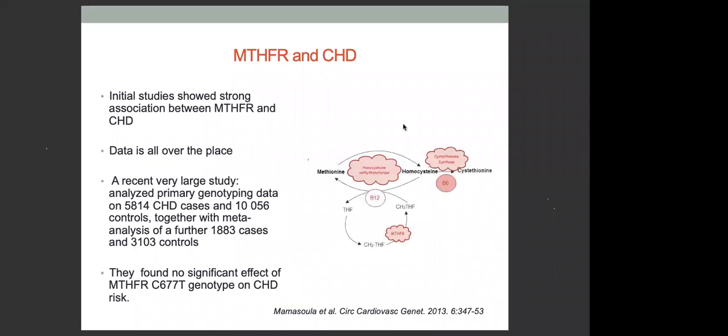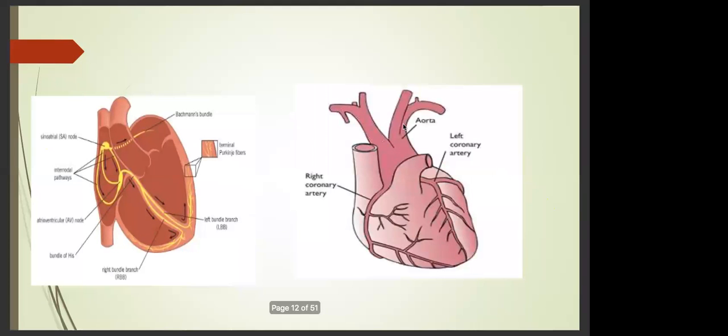Another really important paper studied the strong association between MTHFR and congenital heart disease. So yes, data has been there everywhere, I would say. However, in a large study, when they analyzed genotyping data from nearly 6,000 patients and around 10,000 controls, and further did a meta-analysis of nearly 2,000 patients, they found no significant effect at all on congenital heart disease. These are very important MCQs. If you're appearing for the MRCP exams or any of these exams, in future, the board exams, they will be very important questions.